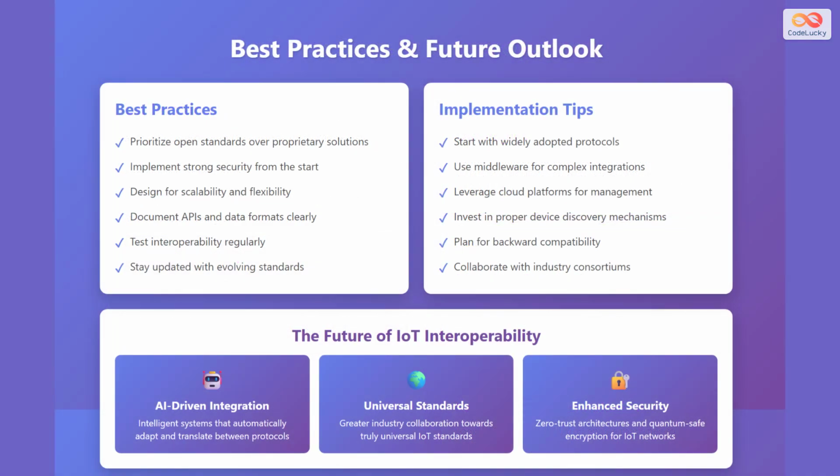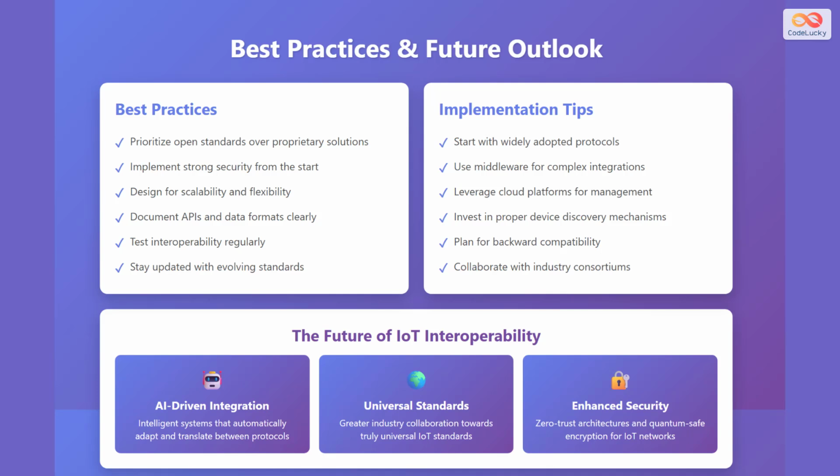Let's wrap up by discussing best practices for implementing interoperability and looking toward the future. When building or deploying Internet of Things systems, follow these best practices. First, prioritize open standards over proprietary solutions whenever possible. Open standards provide long-term flexibility and avoid vendor lock-in. Second, implement strong security from the very start. Security cannot be an afterthought in Internet of Things systems. Build it into your architecture from day one.